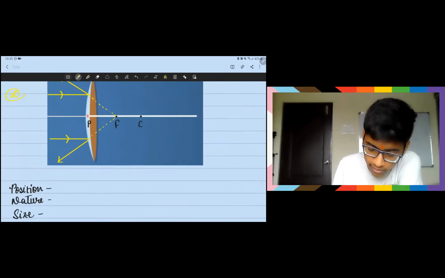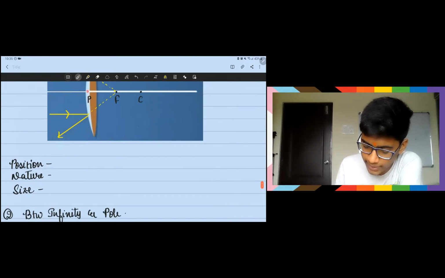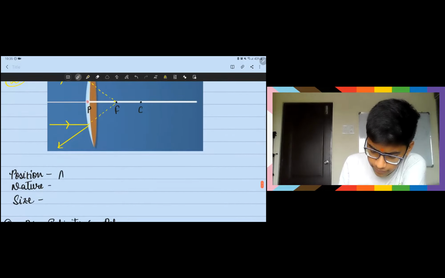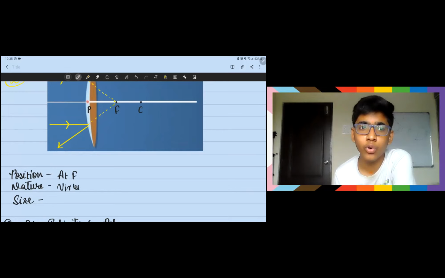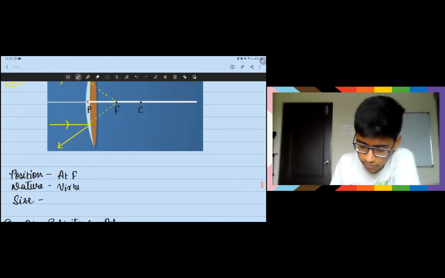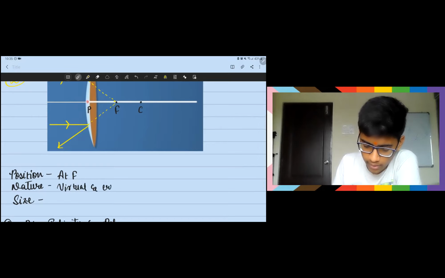Now let us write the position of the image. Where is the position of the image? At the focus. The nature of the image is virtual and erect. This convex mirror only forms virtual images. Virtual, and it is erect. Size is highly diminished, a point image, highly diminished.